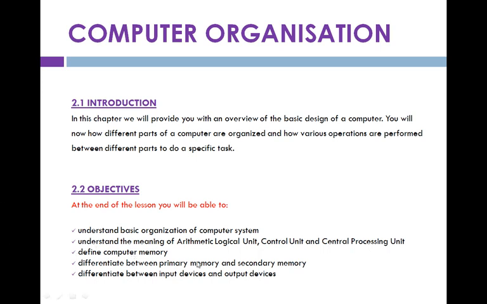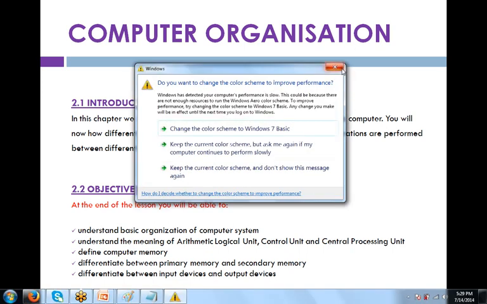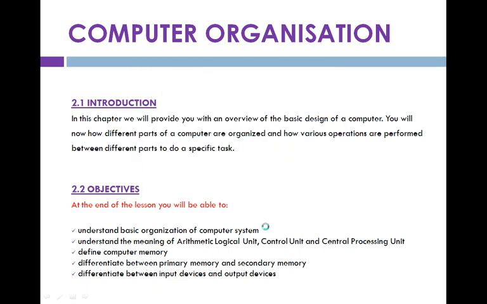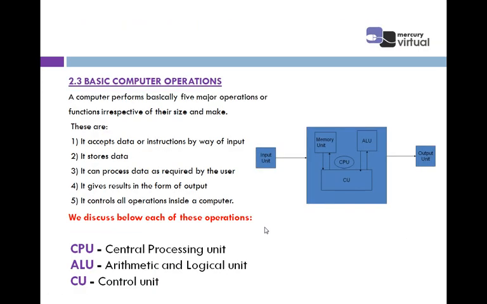Then define computer memory, means where the data is stored in the computer. Then differentiate between primary memory and secondary memory. Basically there are two parts of memory, primary and secondary, and then see what are the main differences between these two memories. And then the last topic is differentiate between input devices and output devices. Means what are the basic input devices and what is the difference between input device and output device. So at the end of the session, we will discuss all these basic concepts, all the queries of these basic concepts. Now let's see one by one in detail.